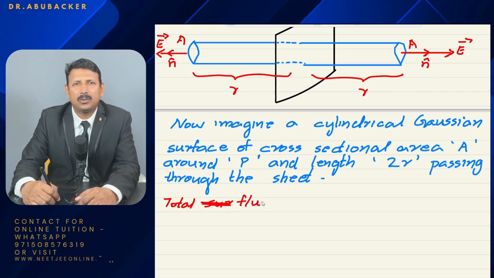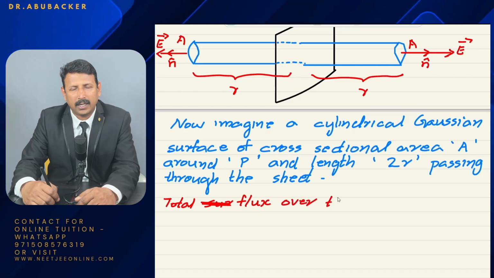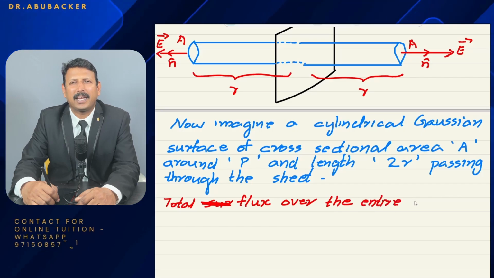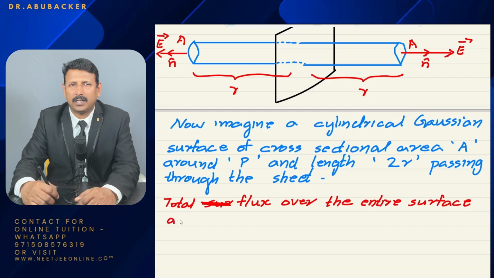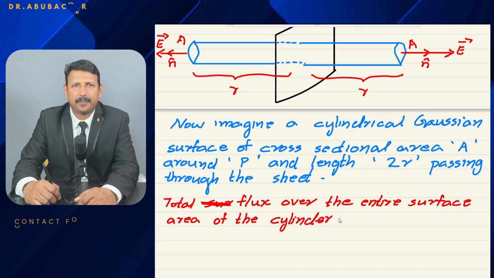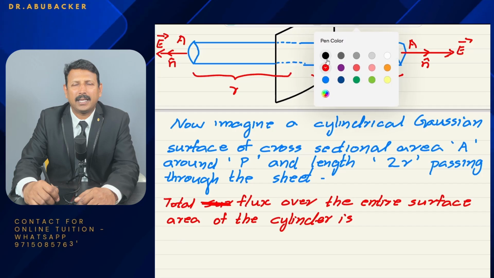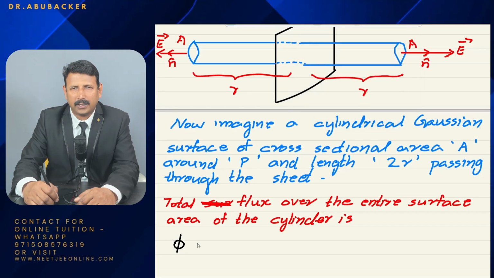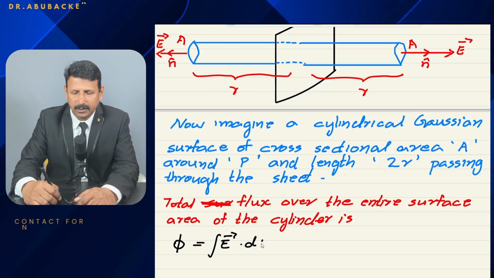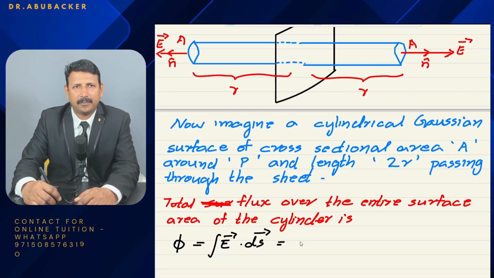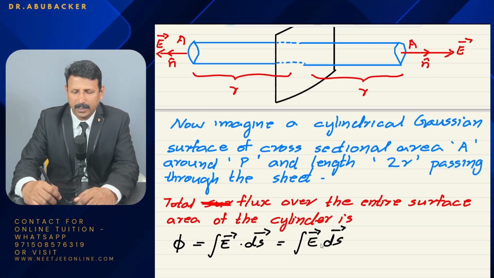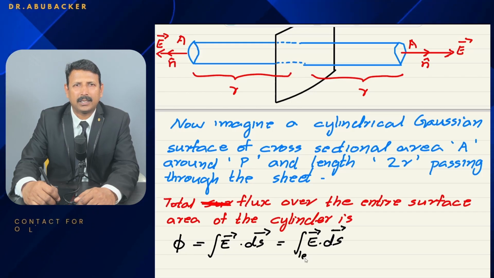What is next is the time to write the flux. We already studied how to write the flux. What is the equation for flux? Phi is equal to E dot delta S. We will see whether we can use it here or not. So the total flux over the entire surface area of the cylinder is phi equal to integral of E dot ds. Remember to mark the vector symbol above E and ds. We are dealing with vectors.